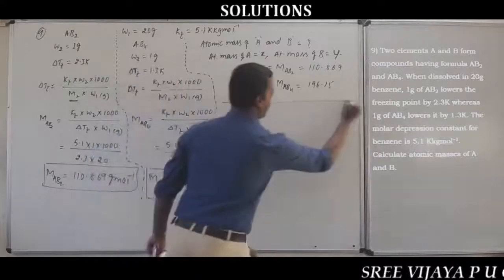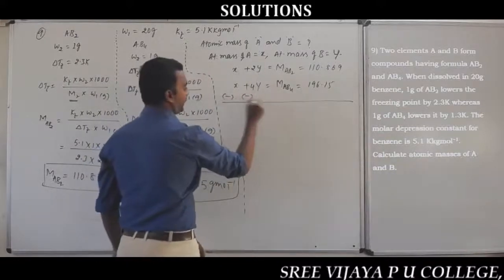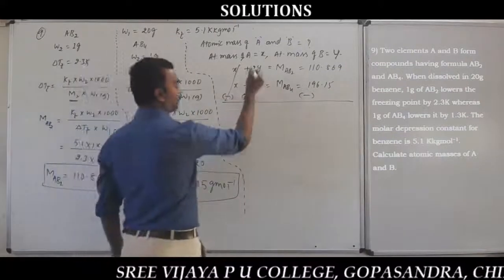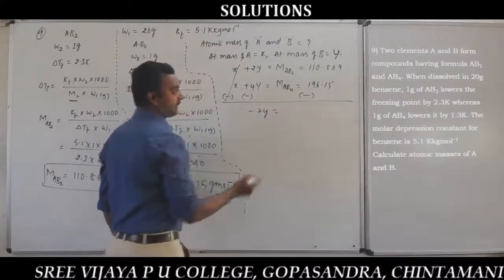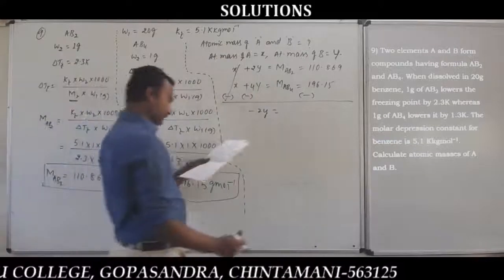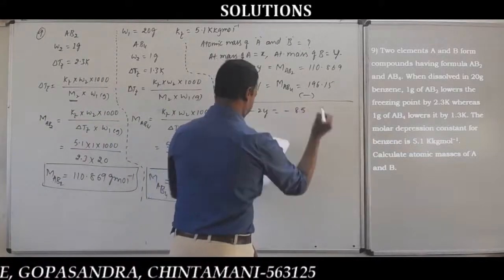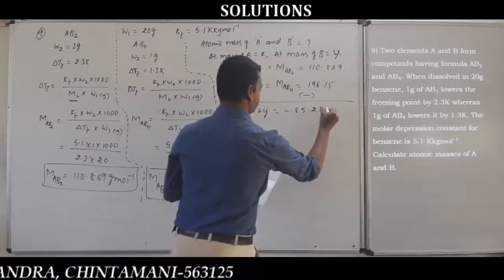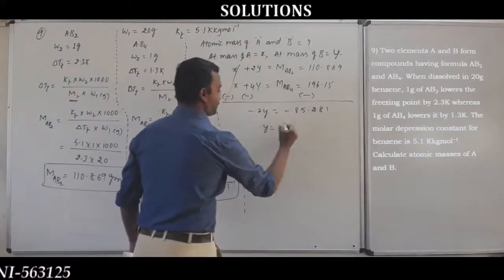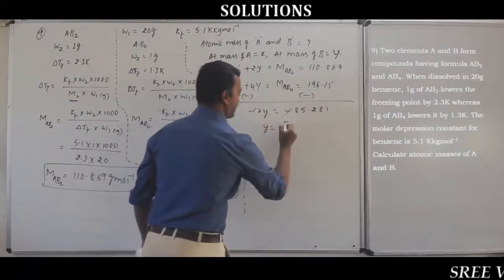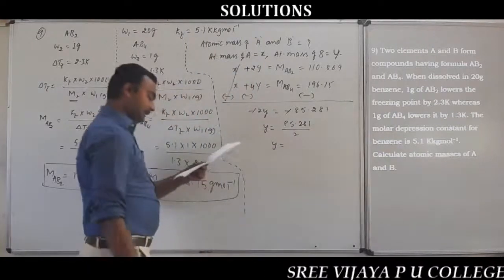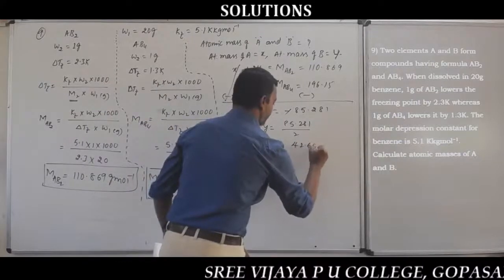Subtracting, this is minus and this is minus, so x gets cancelled. What do you get? Minus 4y minus 2y, that is minus 2y, equal to minus 196.15 plus 110.869, that is minus 85.281. Then what is the value of y? The minus signs cancel, so y is equal to 85.281 divided by 2, that is 42.64.